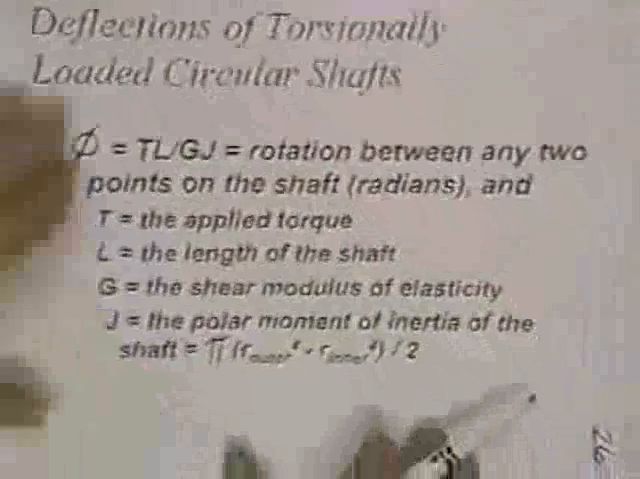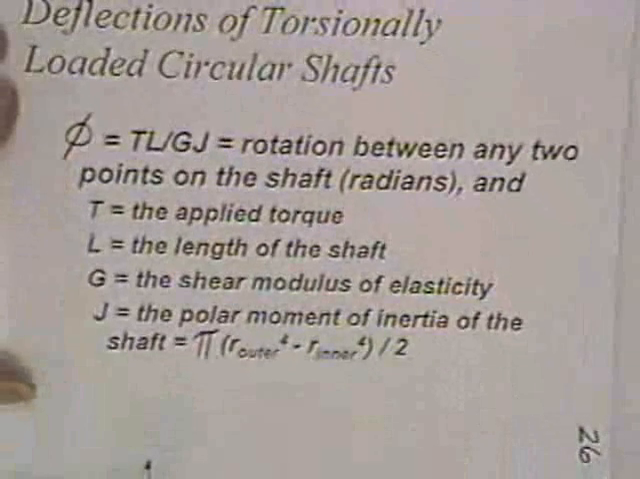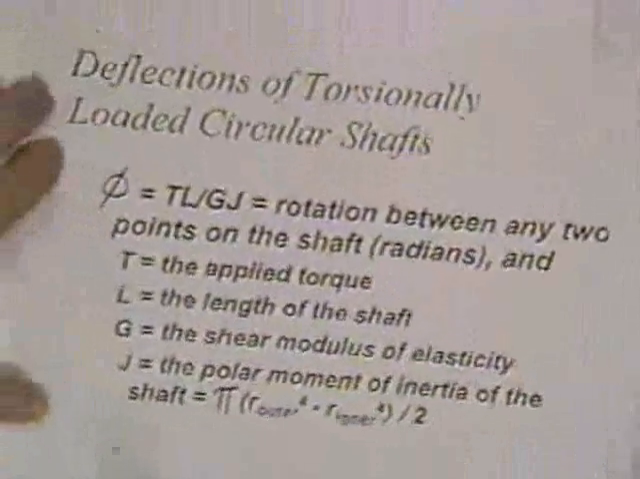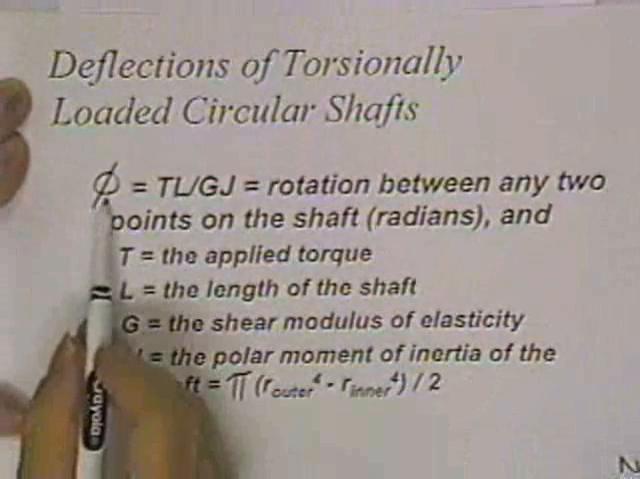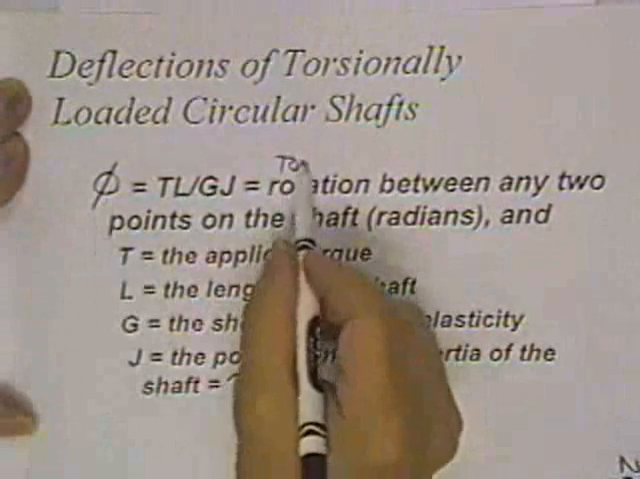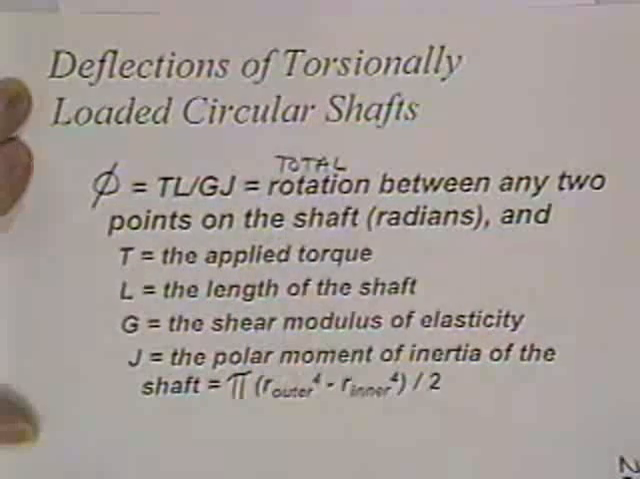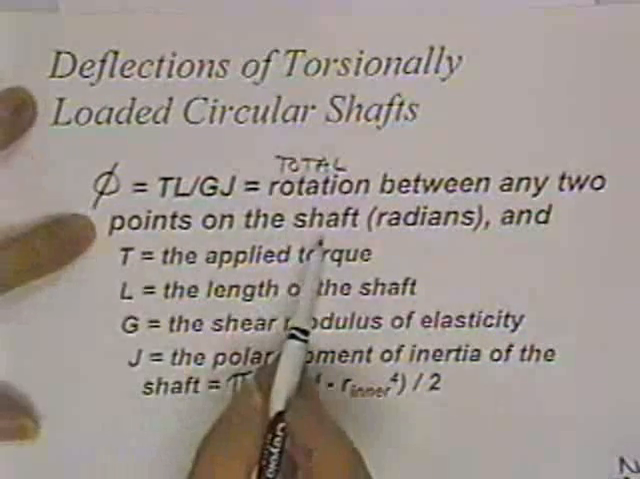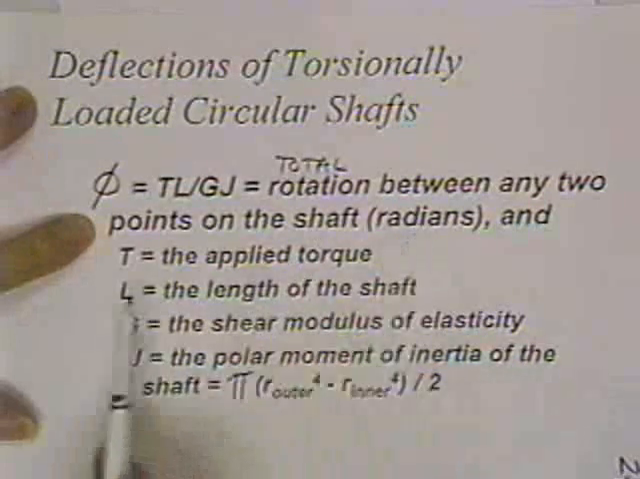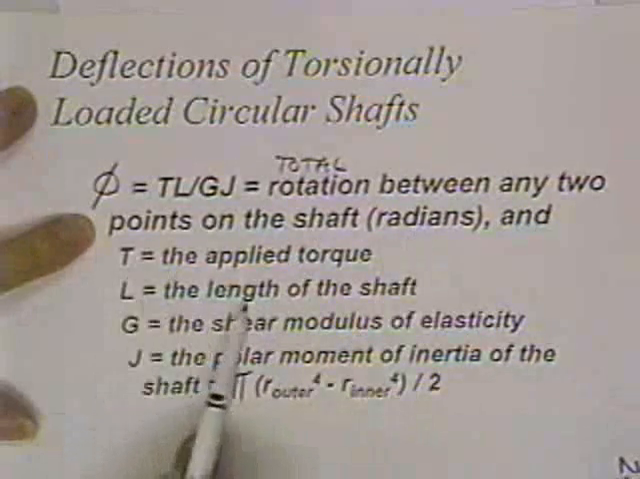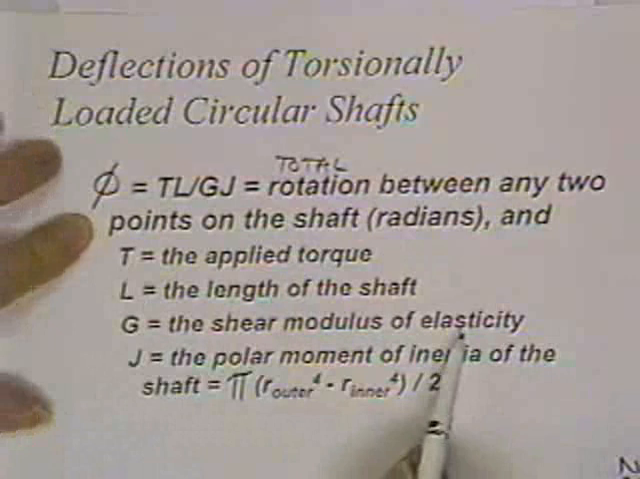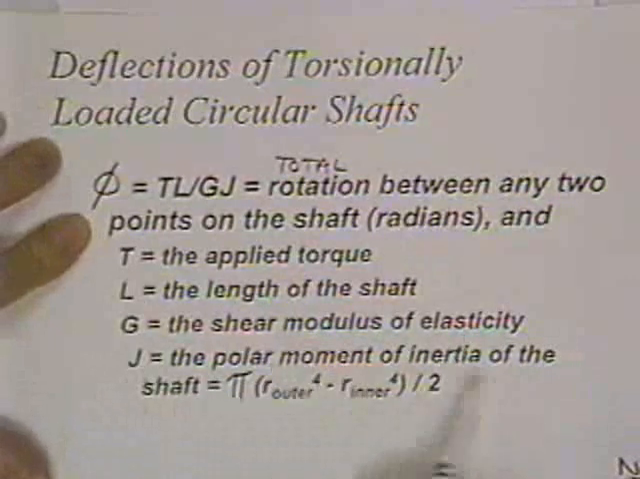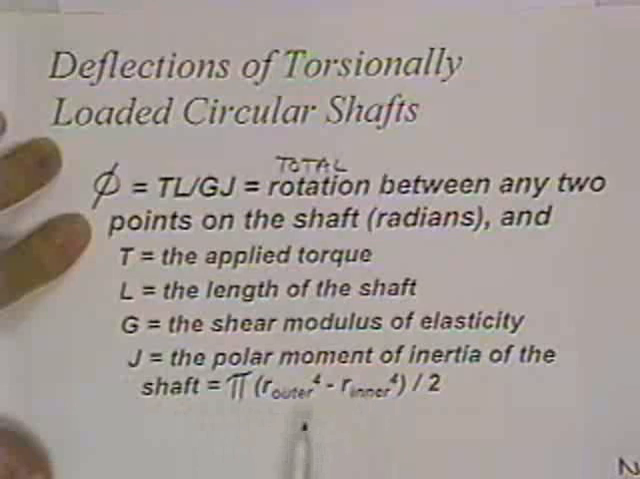Alright, now this is how much a shaft will deform when you put this load on it. The total, this probably ought to say total rotation between any 2 points on a shaft. The answer comes out in radians. T is the applied torque, L is the length of the shaft, G is the shear modulus of elasticity from your reference manual, J is the polar moment of inertia. You don't have to memorize that equation. It's in the reference manual.